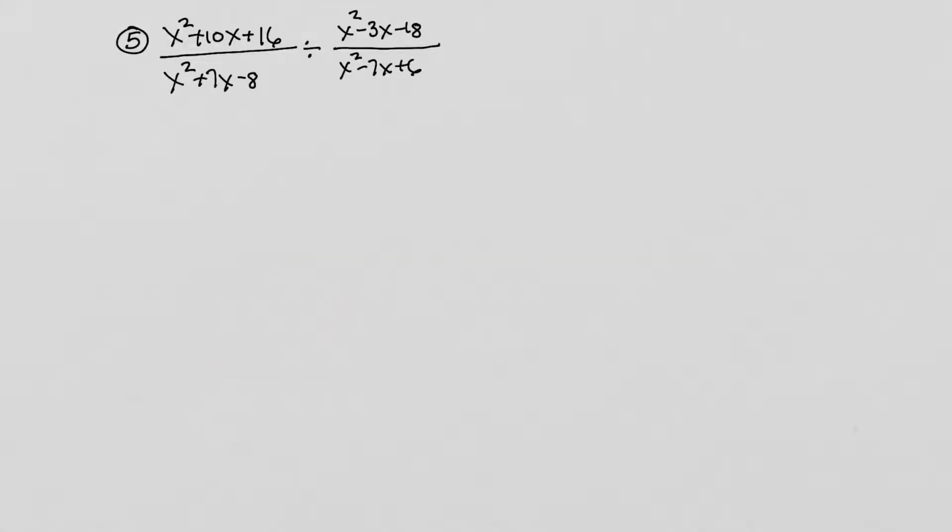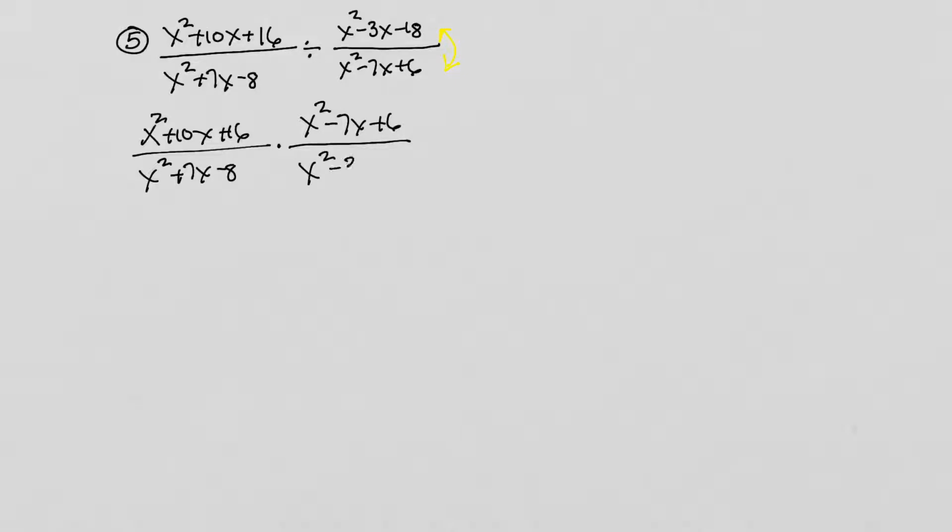This is a division problem. You can see it right here. We've got a division. We know how to run divisions. We'll invert the divisor and multiply. So take its reciprocal, just invert it, and change the division to a multiplication. So let's do that. So we will have x squared plus 10x plus 16 over x squared plus 7x minus 8 times, now, we're going to invert this one. So we will get x squared minus 7x plus 6 over x squared minus 3x minus 18.